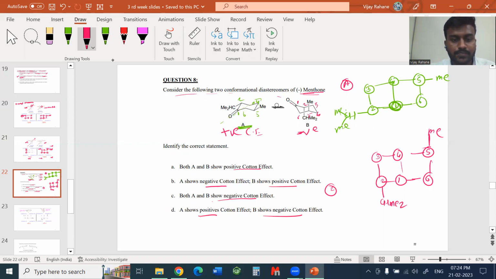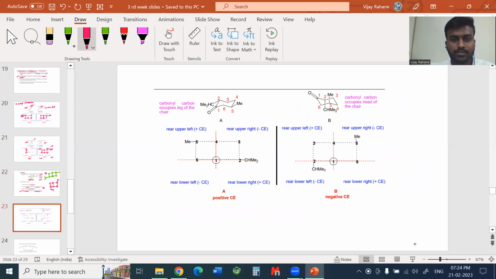So the correct option is the D option, because A shows positive quadrant effect, B shows a negative quadrant effect. So the D option is the correct one. Right. We'll take two more questions in this one.